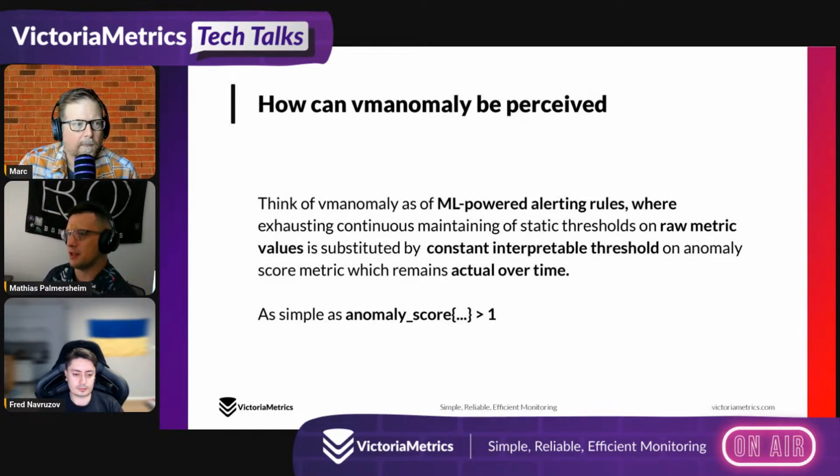And a small correction: vmanomaly is ML-powered recording rules, not alerting rules, correct? Correct. It's a typo on the slide.